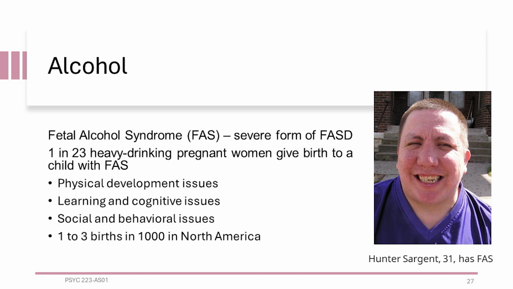This gentleman is called Hunter Sargent. He is 31 years old and he has fetal alcohol syndrome. He has no job and can't drive a car. He gets a monthly social security check because he is considered mentally disabled. Sargent says his math skills are limited to counting on his fingers, and he can't manage his own money.